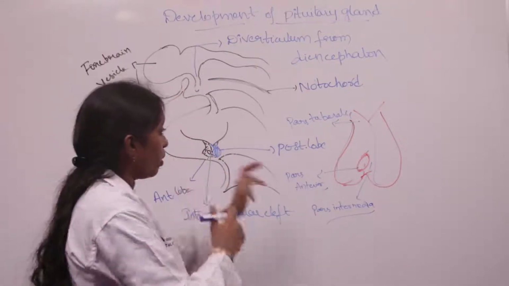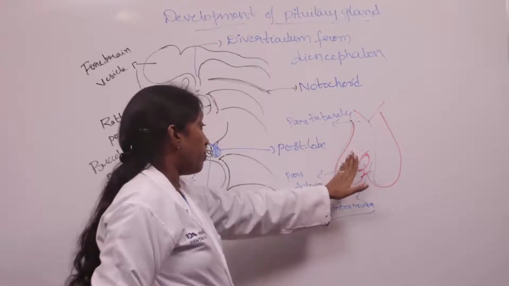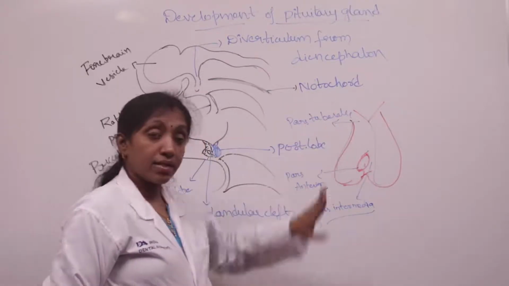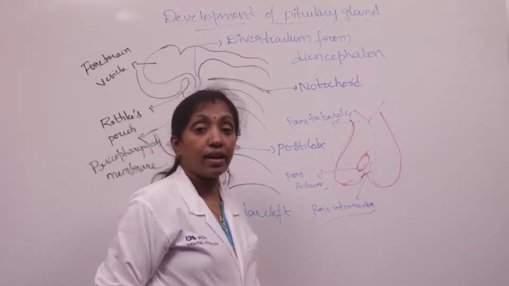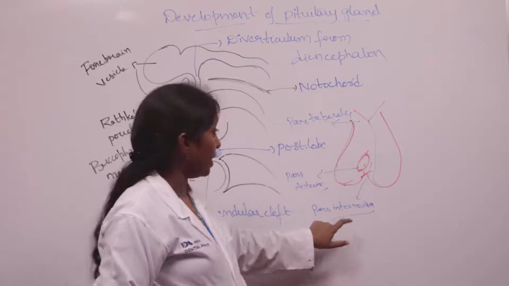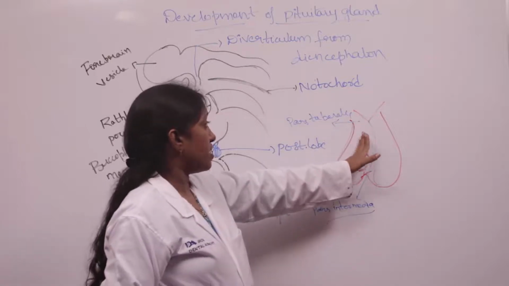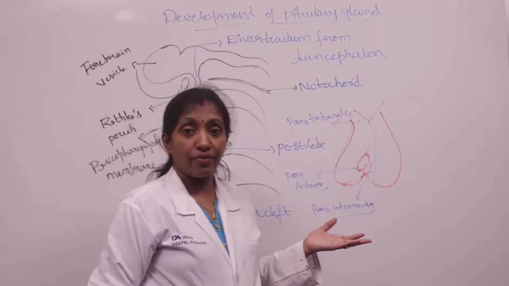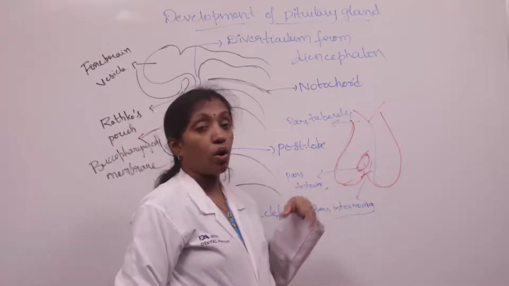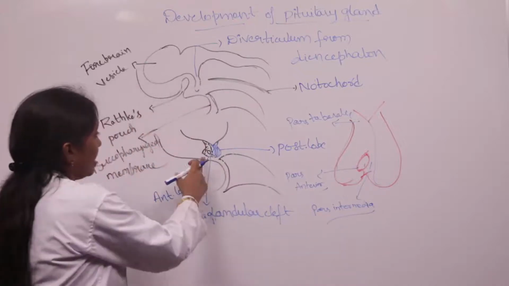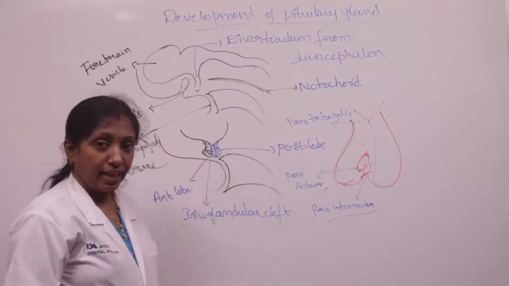The cells in front of the intraglandular cleft proliferate rapidly and give rise to pars anterior, and the cells present behind the intraglandular cleft don't proliferate rapidly. It gives rise to pars intermedia, and the cells which extend upwards into the stalk, which we call the infundibulum, give rise to pars tuberalis. So that is the development of the anterior pituitary.